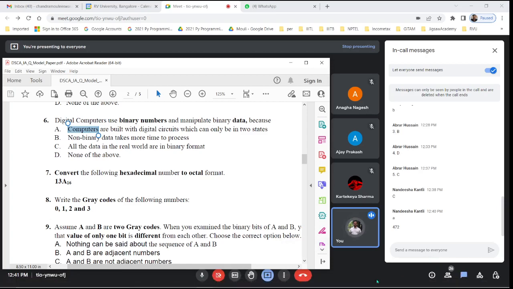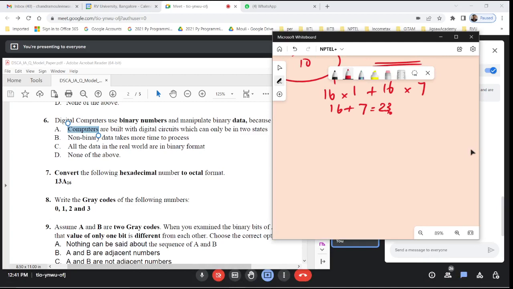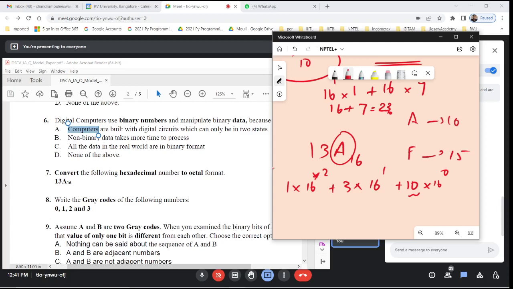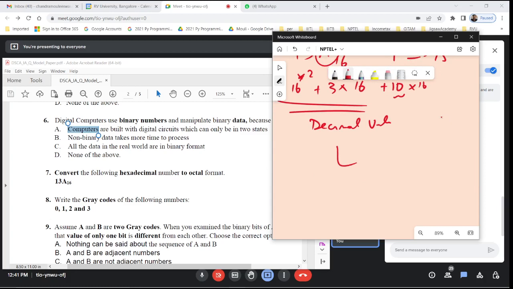So how do you do it? Given a number, you compute 16 to the power 2 times the first digit, plus 3 into 16 to the power 1, plus 10 for A times 16 to the power 0. Please remember A, B, C, D, E, F correspond to 10 to 15. So you compute this decimal value, then go to octal representation. If you want, you can do the division by 8, whichever you are comfortable with.